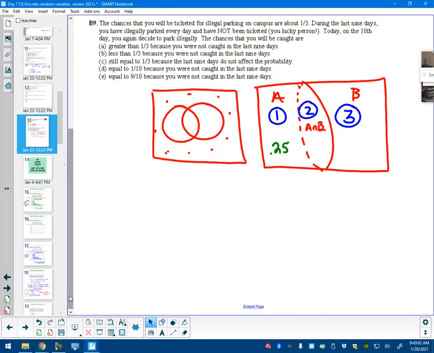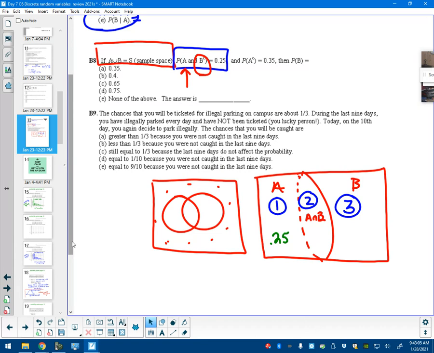Very good. And then where is not A? That's 0.35. Where is not A? Is it section 1, 2, or 3, or a combination thereof? It's just number 3. Yep, so that's 0.35. So what does the overlap have to be if there's nothing besides A or B or both? Well, we got 25 cents and 35 cents. That makes 60. So what does the overlap have to be? 40?